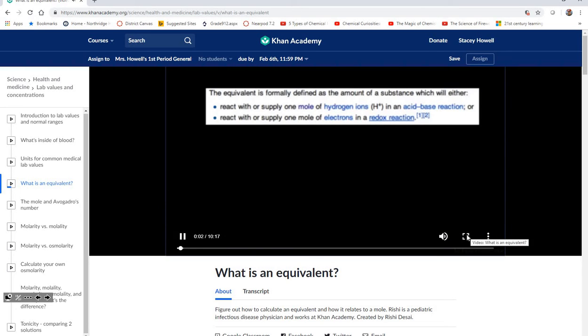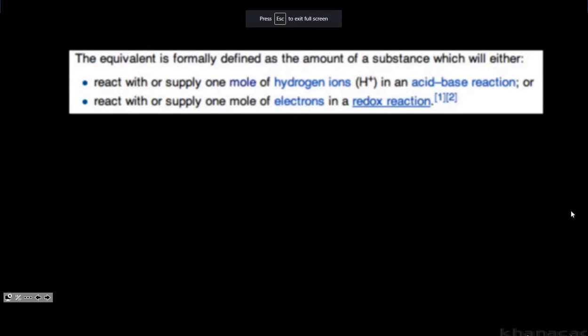I went to Wikipedia and I decided to pick up the definition for an equivalent there, and I actually didn't find it too useful, but there are some things that I wanted to point out. So it says the equivalent is formally defined as the amount of a substance which will either react or supply 1 mole of hydrogen ions in an acid-base reaction, or do the same with 1 mole of electrons in a redox reaction. I was a little confused when I read this, but I figured out what they're saying is that an equivalent is basically some amount, some number, right?